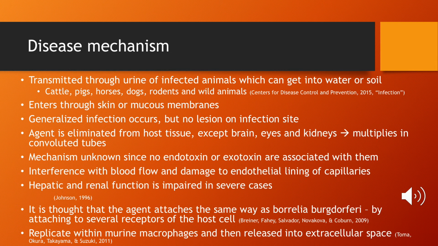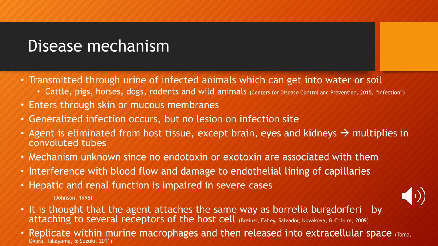Once inside the host, a generalized infection occurs, but there is no lesion at the infection site, and normally the agent is eliminated from host tissue, except for the brain, the eyes, and the kidneys, and the agent actually multiplies in the convoluted tubules of the kidneys. Its mechanism is unknown since no endotoxin or exotoxin is associated with it.